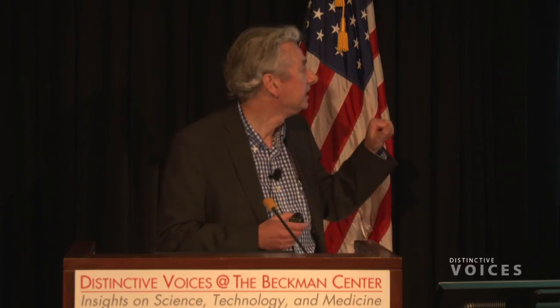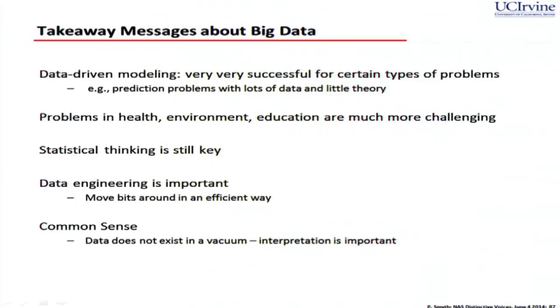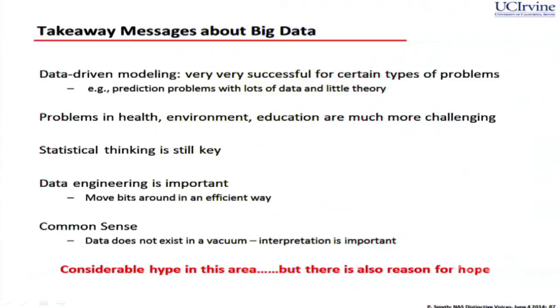The data engineering is important. You need the computer scientists. And common sense. It's not a magic bullet. I see this with students a lot. I have an algorithm. It fits to data. I can go home. And no, you have to look at it. You have to interpret it. You have to be kind of an adversary. Think about what might have gone wrong, especially with large amounts of data. Lots of stuff can go wrong. So coming back to the title of my talk, there's considerable hype, but I think there's also a reason for hope. So thank you.